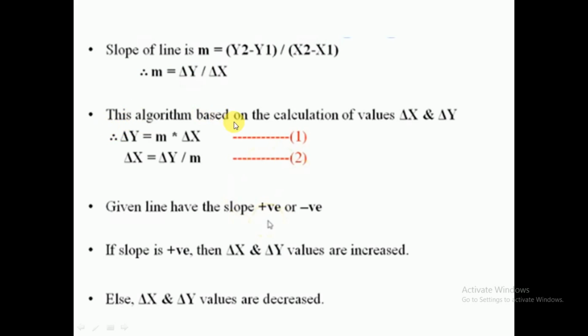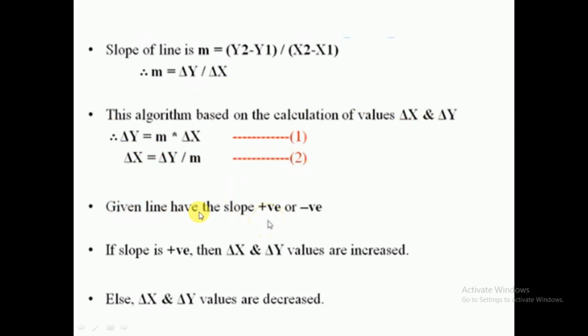Basically this algorithm is based on the calculation of the values delta x and delta y. Therefore delta y equals m into delta x. If you take out delta x, then m will come to this side, that is delta x equals delta y by m. That is equation number 1 and 2. Basically this works on delta x and delta y, right?